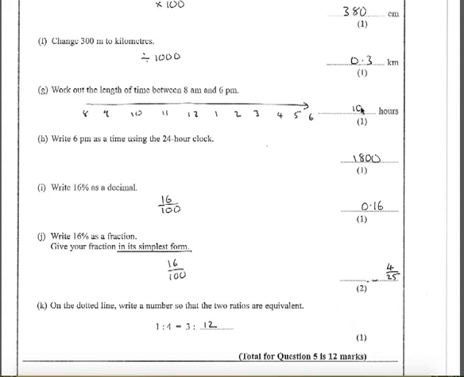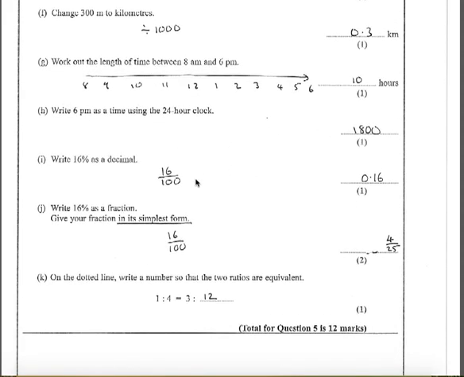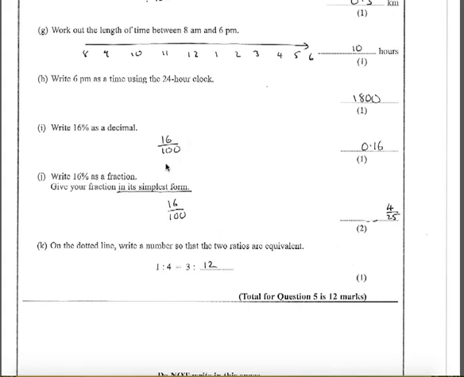From 8 AM to 6 PM is 10 hours. The 24-hour clock, so you've got round to 12 o'clock and then you keep adding on another 6 hours after that, so 12 plus 6 is 1800 hours. As a decimal, type that into your calculator and hit S to D, 0.16. As a fraction, type that into your calculator, hit equals so that it does the cancelling for you, 4/25.